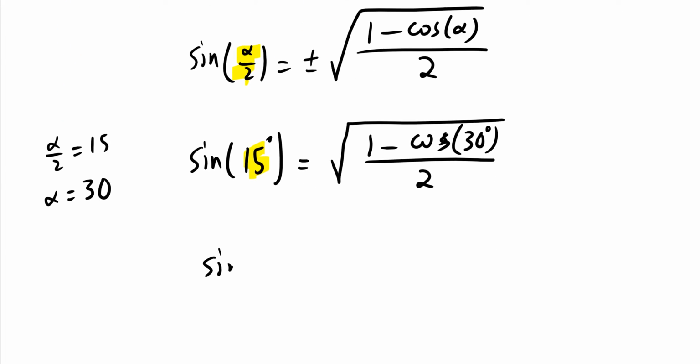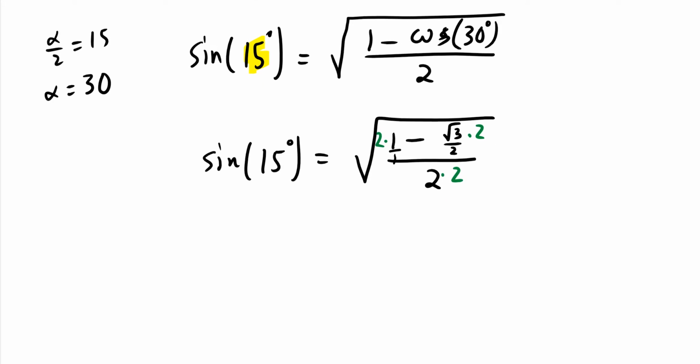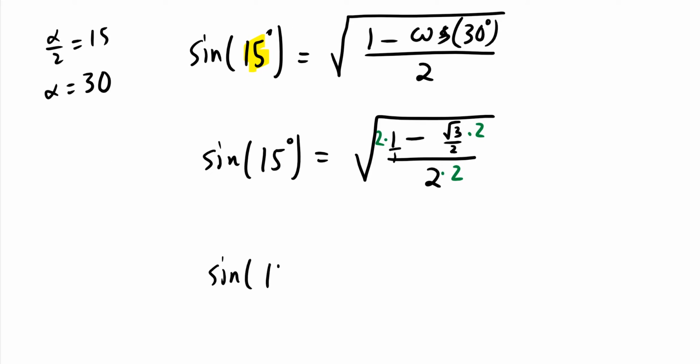So we get sine 15 degrees equals 1 minus cosine 30 degrees, which from previous sections is radical 3 over 2, all over 2. This is over 1. LCD is 2, multiply by 2, by 2, and by 2. So what do we get? We get sine 15 degrees equals the square root of 2 minus square root of 3 over 4.